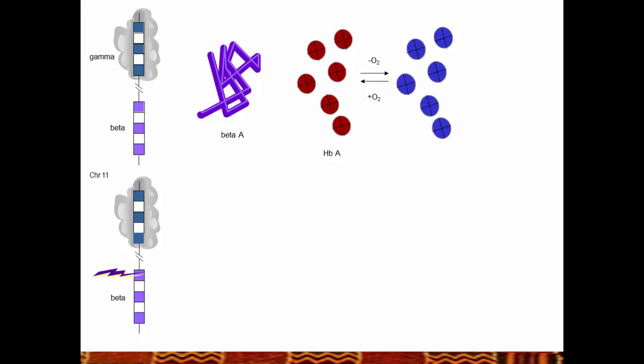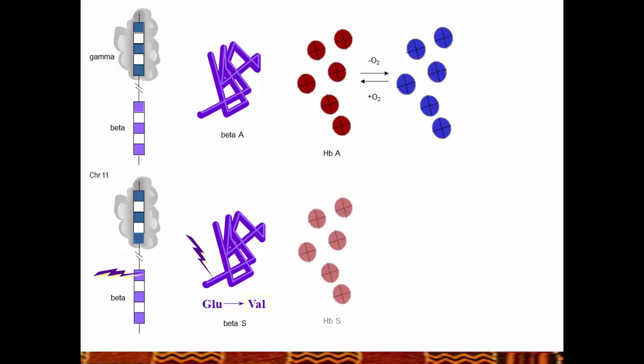Here are the genes of an adult with a mutation in the first coding region of the beta gene. It produces an abnormal beta-globin chain with a valine substituted for glutamic acid. This is sickle beta-globin, beta-S. 2 beta-S combine with 2 alphas to produce sickle hemoglobin, shown here in its fully oxygenated red configuration.